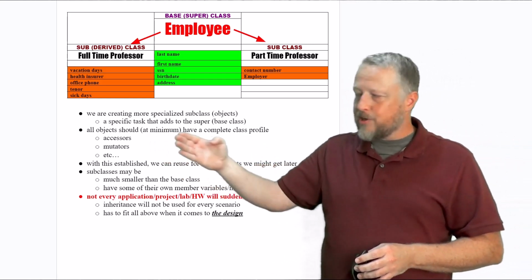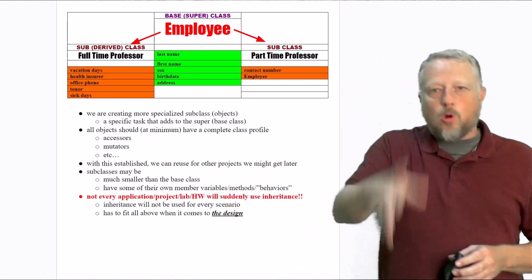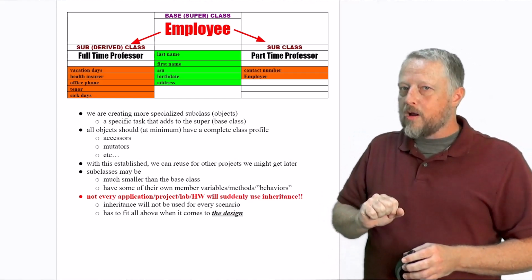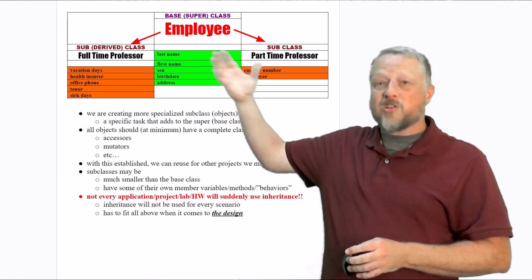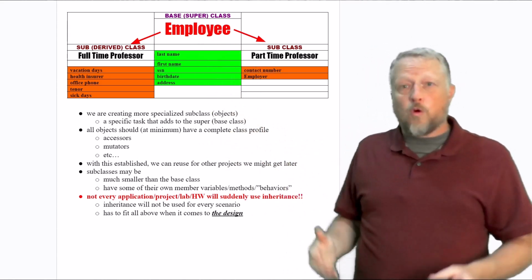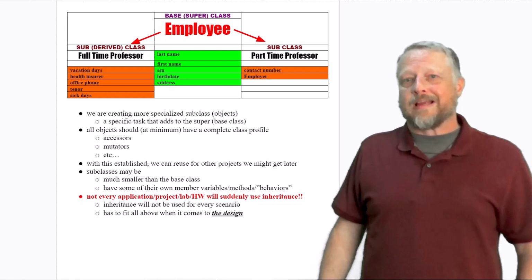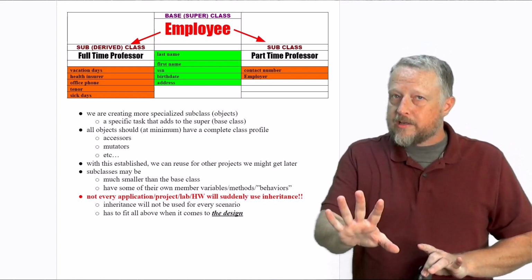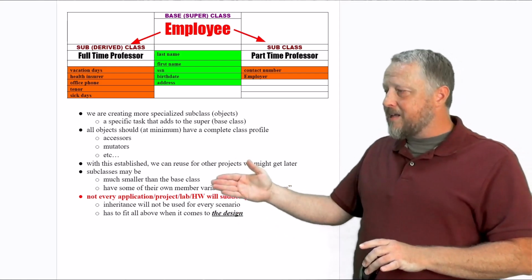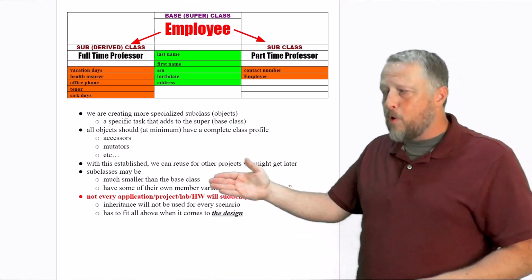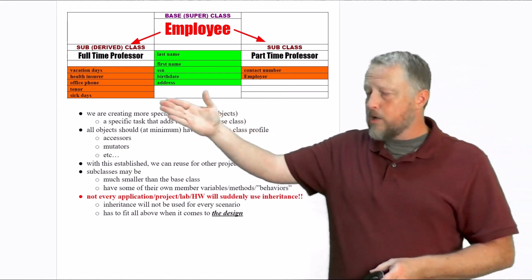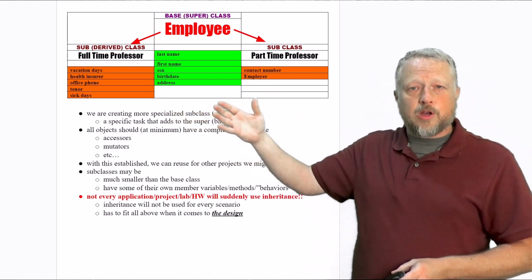So we're still going to be using a complete class profile. We're going to have accessors, mutators, constructors, all of that stuff is in there. That's still exactly the same as what you've done before. But again, we're actually going to inherit some predefined items for us because we're lazy. That's what inheritance is meant for if we can do it. The subclasses themselves may be much smaller than the base class. Look, part-time professor is going to be pretty small. Now, look at full-time professor. It's about the same size when we get to coding.